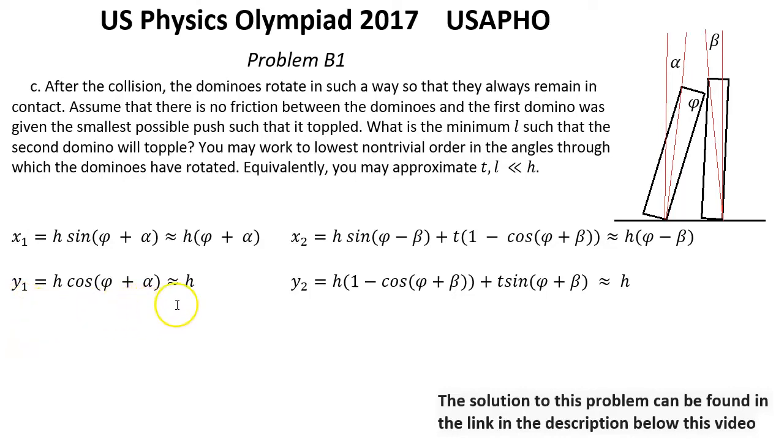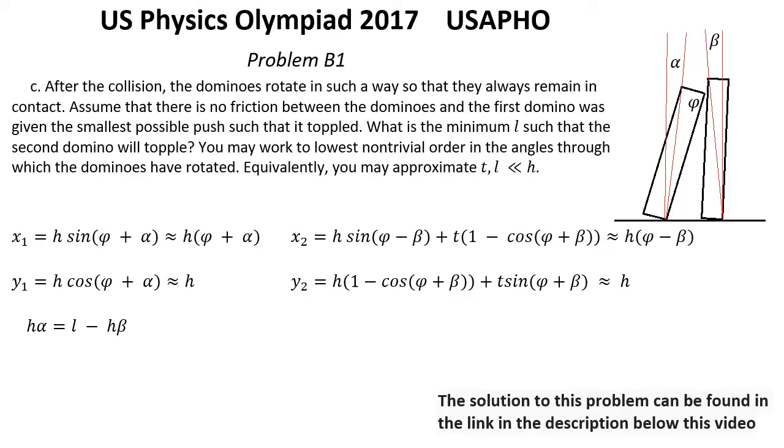If we count only first order, we can neglect the second order and find that the height is approximately h for both corners. And because these top corners are very close to each other, when one domino touches another domino, x1 is approximately equal to x2 in first order. So it means that the initial distance between the up right corner of the left domino and the up left corner of the right domino is L.